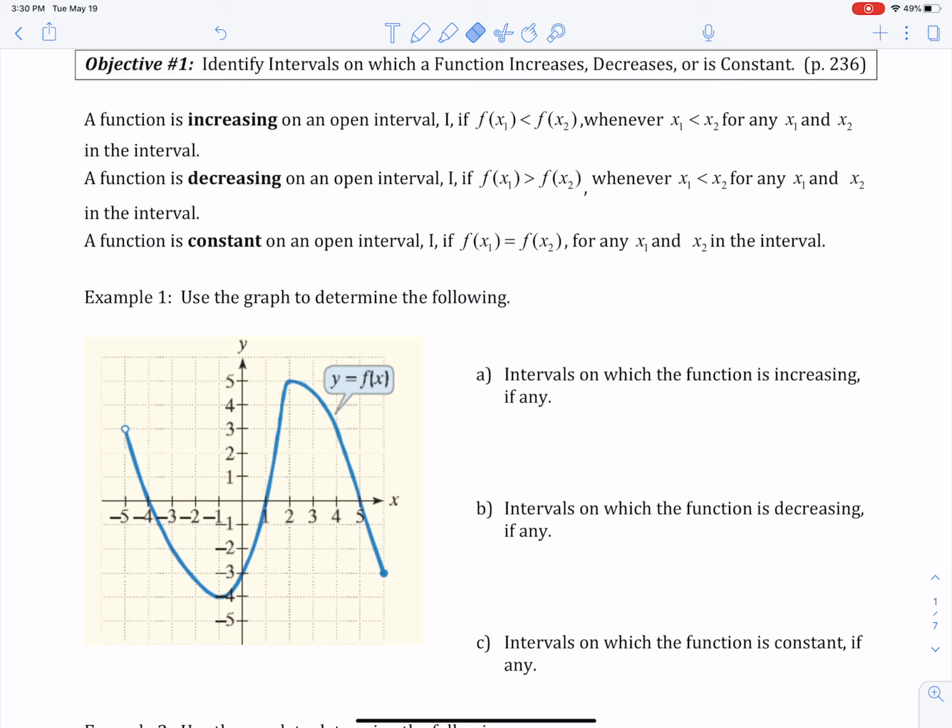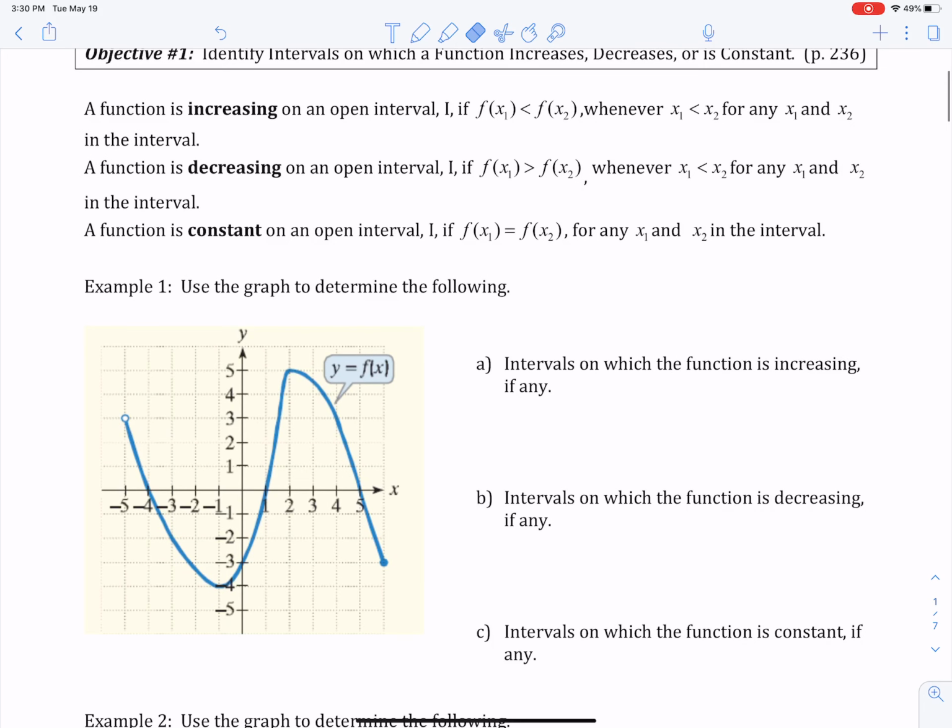And the definition for decreasing is if again I go x from small to large, and it happens that the y value for the beginning x value is larger than the function value at the next x value, then we say the function is decreasing on that interval. And of course, if for two values the function has the same y value, then we say the interval is constant.